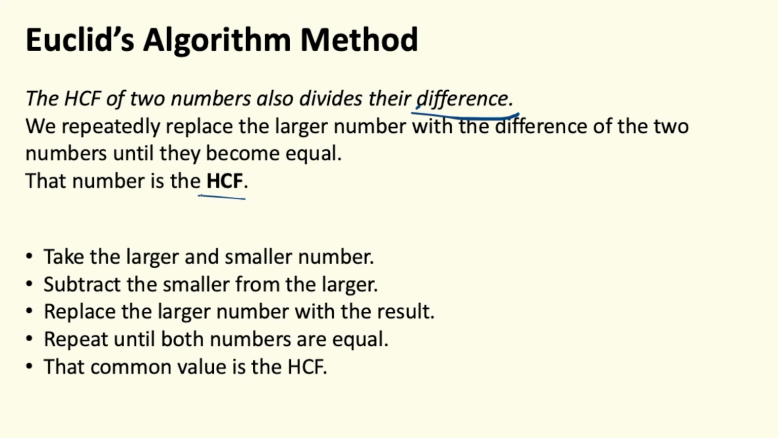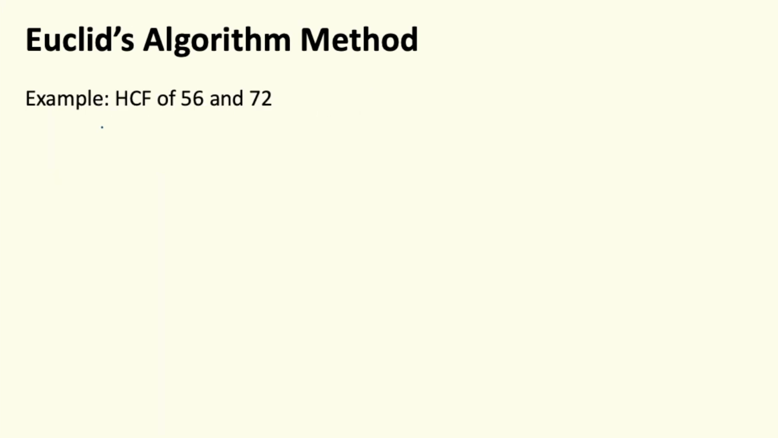So there are several steps involved in it. The first step is to take the larger number and the smaller number, then subtract the smaller number from the larger number and replace the larger number with the result. Now mind you, the result might be smaller than the other number involved. Hence you have to always take care that you are subtracting the smaller number from the larger number. Now repeat until both the numbers are equal. That common value is the HCF. So let us see an example. Find the HCF of 56 and 72.